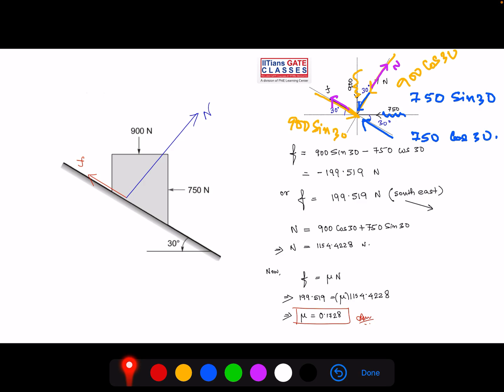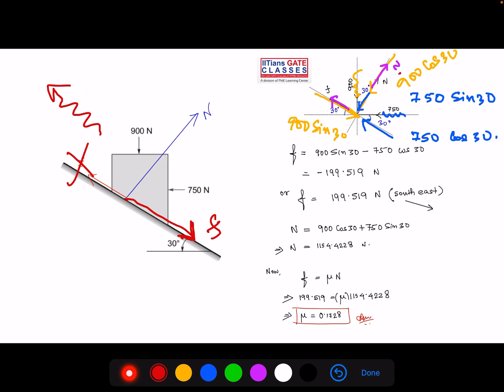Right? What does the minus sign imply? The minus sign implies that the direction of friction force you have considered is actually wrong. The friction force will actually act in this direction, meaning the block has the tendency to move in the upward direction. Okay, so it's just about the direction, so you have just neglected the minus sign. So we can say the friction force is equal to 199.519 Newton in the downward direction, that is the southeast.